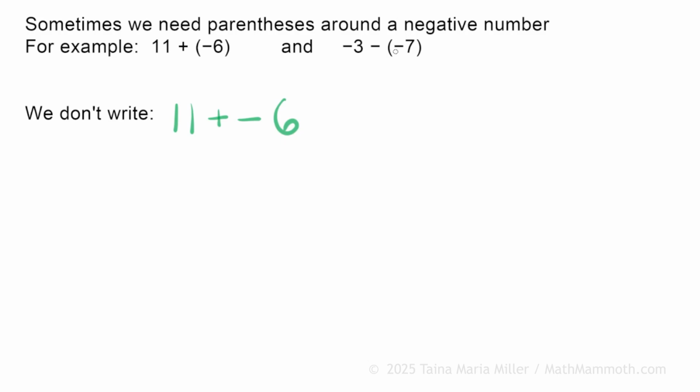Or if this number here is negative, minus 3 minus minus 7, or you can read it negative 3 minus negative 7. We put parentheses around this negative 7 because there's a minus there. In other words, we don't write like this, where there would be two minus signs next to each other, or a plus and minus sign next to each other. We separate them so that there's parentheses here, and that is for clarity.